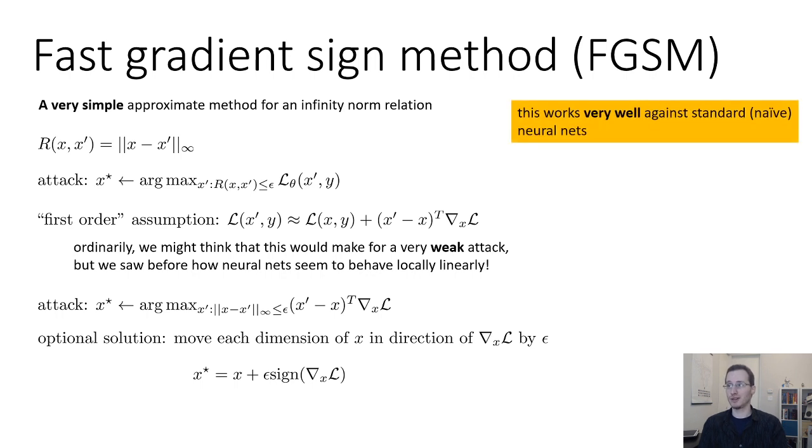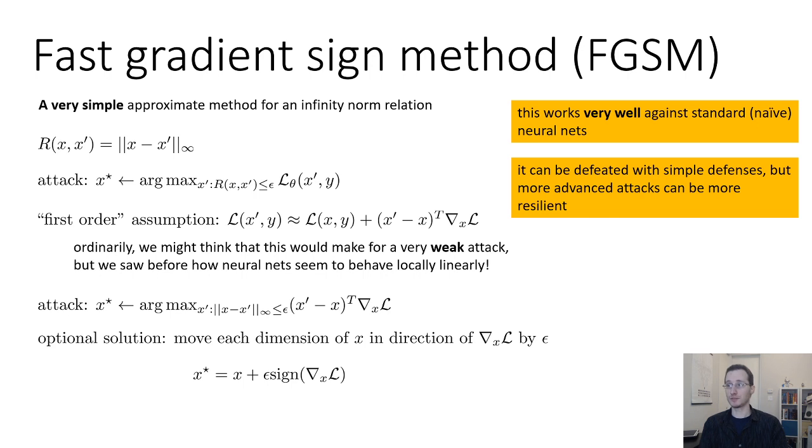This actually works very well against standard naive neural networks. It can be defeated with simple defenses, but more advanced attacks can be more resilient. So just because your defense defeats the fast gradient sign method doesn't mean that it is actually a very good defense in general. This is not the strongest attack in the world, but it can be pretty strong against naive models that are not robustified in any way.